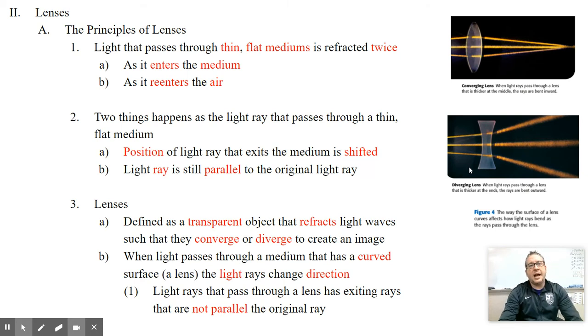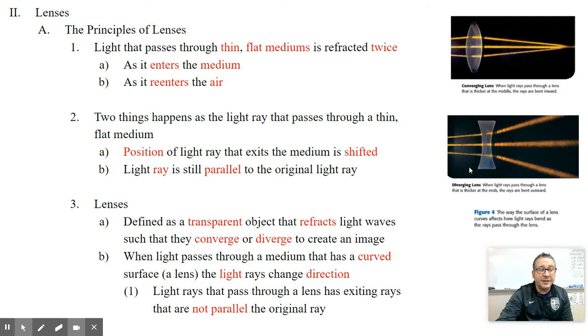Lenses, again, if you have glasses or you may have other uses of lenses, the light passes through thin, flat mediums. They are going to be refracted twice. Once as it enters the medium and once as it re-enters the air. So two things are going to happen as the light ray passes through the thin, flat medium. The position of the light ray that exits the medium is going to be shifted, and the light ray is still parallel to the original light ray.